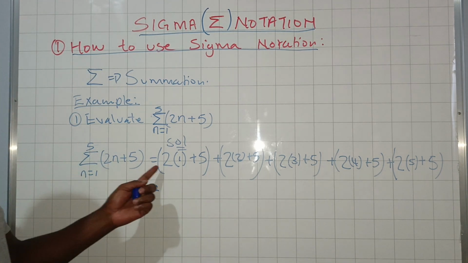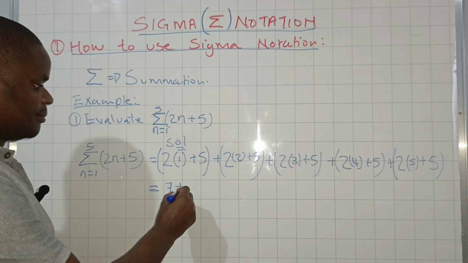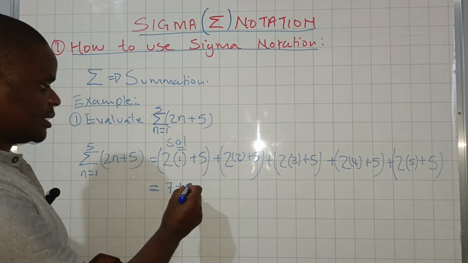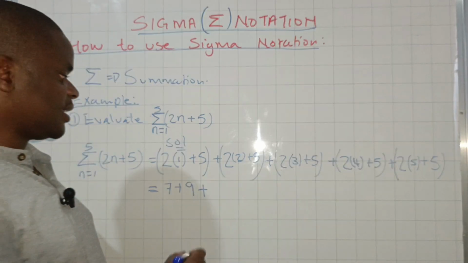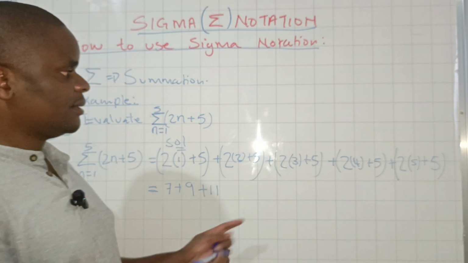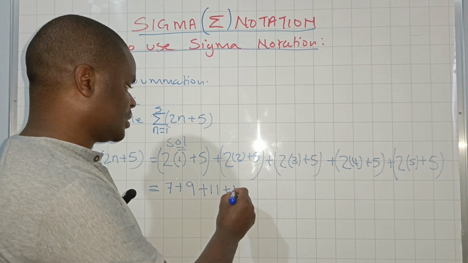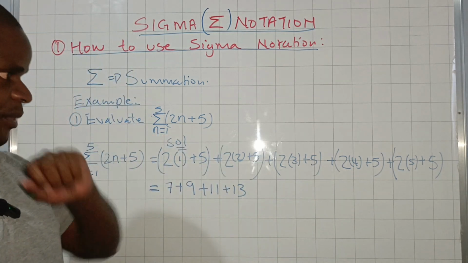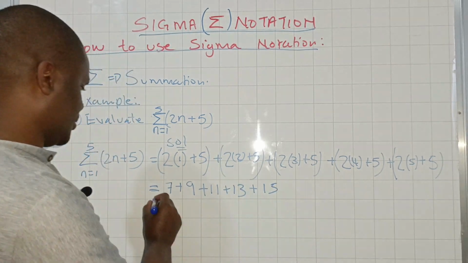So what do you get? This becomes 2 plus 5, which is just a 7, plus this becomes 4 plus 5, which is a 9, plus this becomes 6 plus 5, which is 11. This becomes 8 plus 5, which is plus 13. And this becomes 10 plus 5, which is just going to be plus 15.